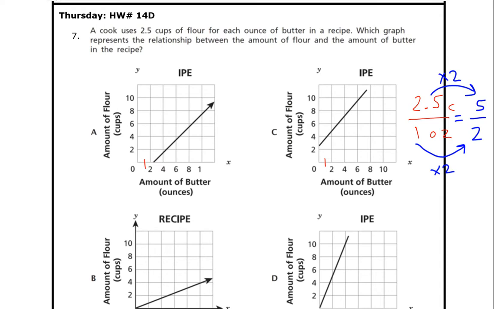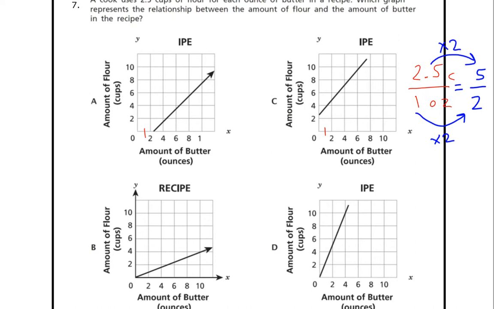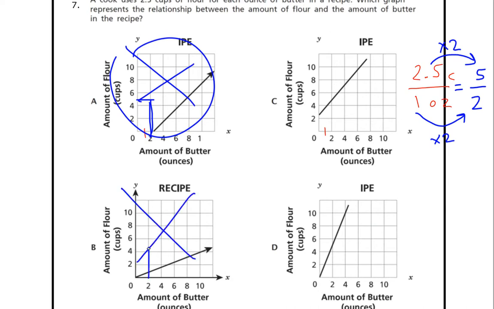So I'm looking for a graph that has a value of 5 cups of flour for 2 ounces of butter. Nope, not this one. 5 cups of flour for 2 ounces of butter, not this one either. So this one has 5 cups of flour for 2 ounces, and this one also has 5 cups of flour for 2 ounces. So the only other thing I need to check is this value, the 0.